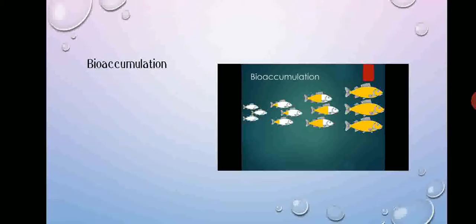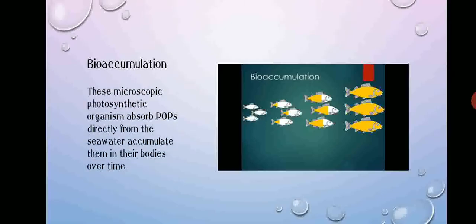Bioaccumulation occurs at the base of the food web. Usually, the primary producer is phytoplankton. These microscopic photosynthetic organisms absorb POPs directly from the seawater and accumulate them in their bodies over time.